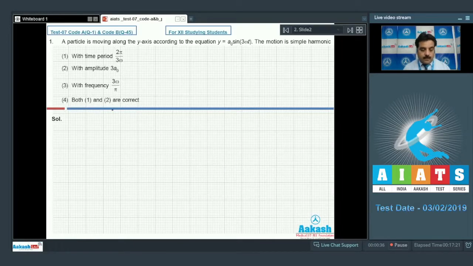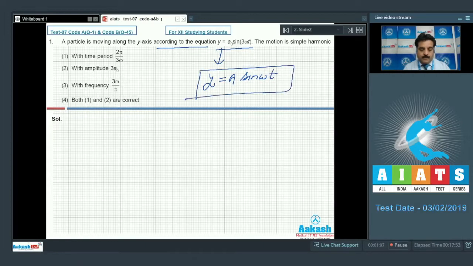In question number 1, a particle is moving along the y-axis according to the equation A naught sine 3 omega t. The motion is simple harmonic with time period 2 pi upon 3 omega, options are given. Before going to the options, I would like to say something: if I compare this equation with the general equation A sine omega t, this is the simple harmonic equation.